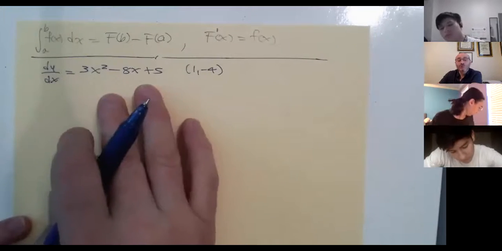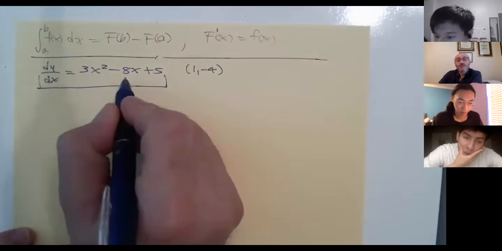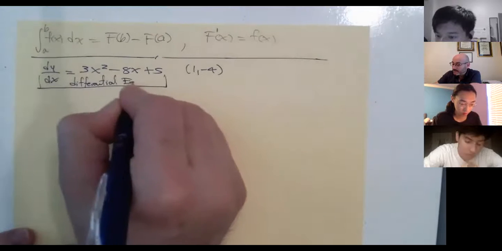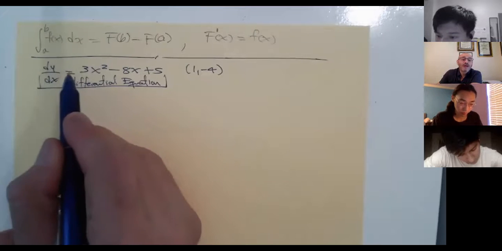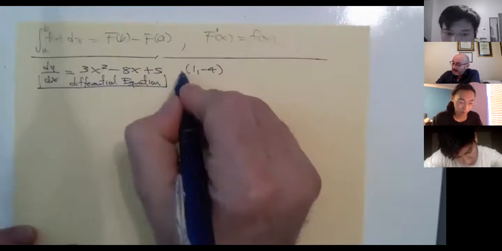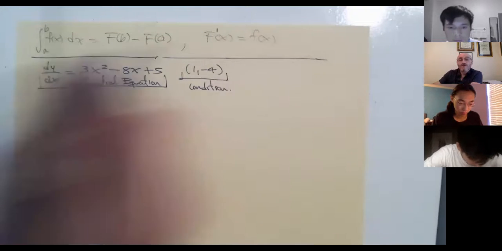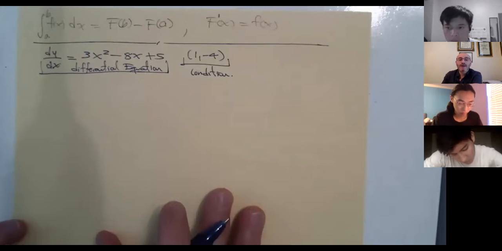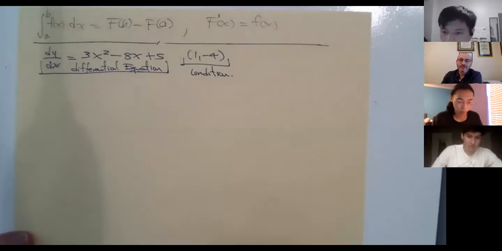The idea here is to solve this equation. This is called a differential equation, because there is a derivative, and we have that derivative equal to an expression. And this point is really a condition for that differential equation. So how do we solve this? Well, we're going to solve it by finding the antiderivative, which implies we have to integrate.